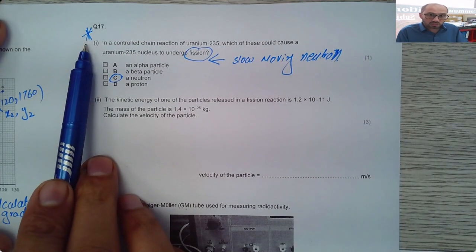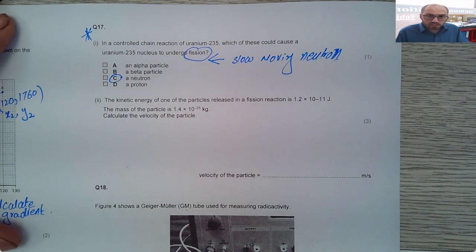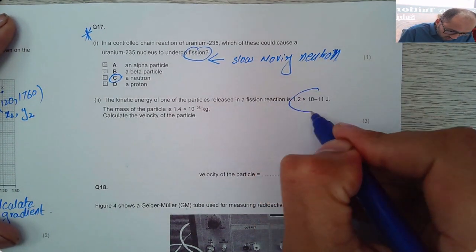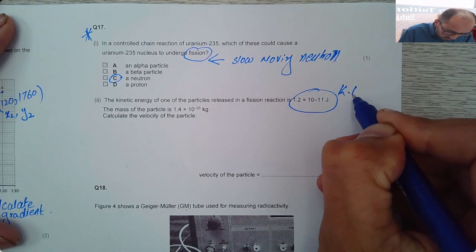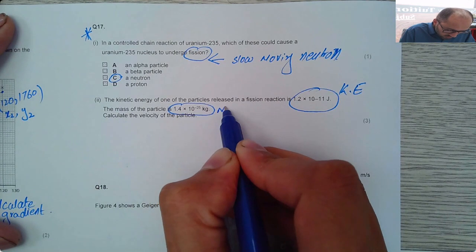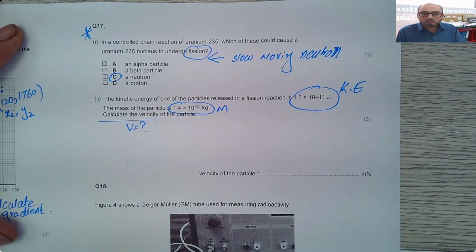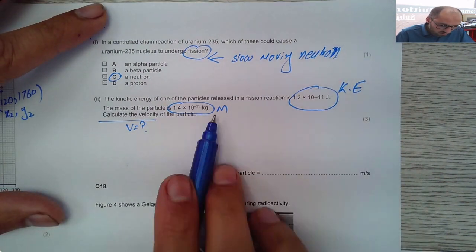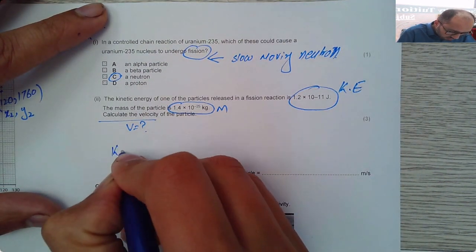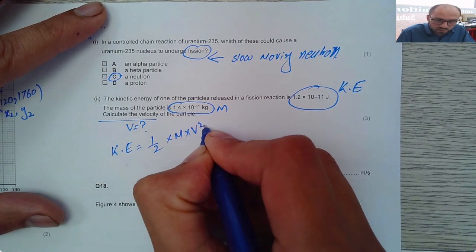This question is important because they've merged two topics, radioactivity and energy. Here it says the kinetic energy of one of the particles released in a fission reaction is this much, so I can say this is the value of Ke. The mass of the particle is this much. Calculate the velocity, we don't know the value of V. So I've done my annotation, now I know I have to pick the equation that contains these three variables. I'll write down the equation Ke equals half times m times V squared.